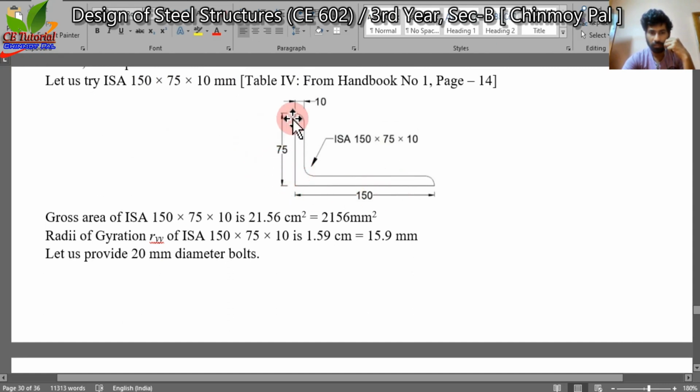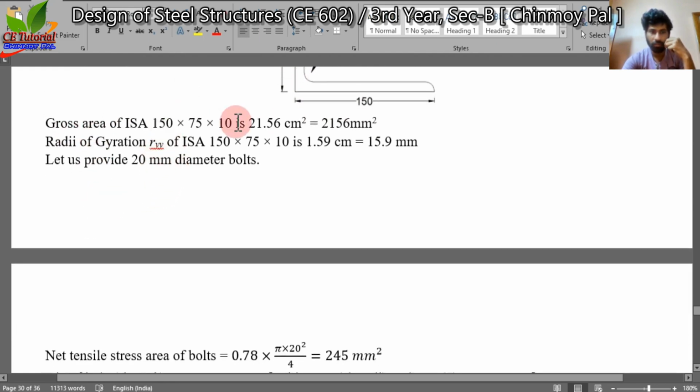This is the section. Length of one leg is 75, length of another leg is 150, and thickness is 10 millimeter. The gross area of this section is 21.56 centimeter square, and the radius of gyration of this section is 1.59 centimeter. We are collecting those data from the handbook.